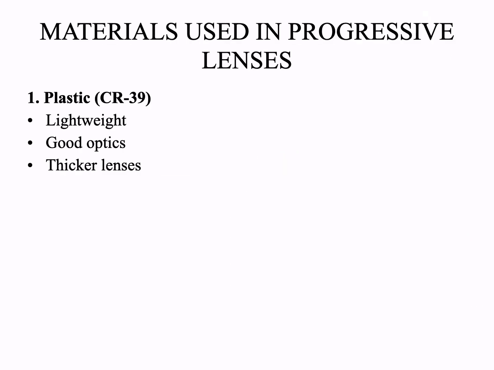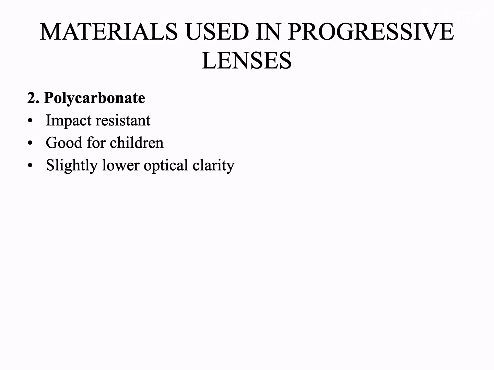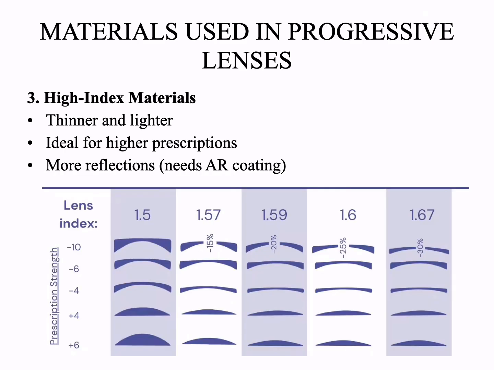Plastic CR39 lenses: lightweight, good optics, thicker lenses. Polycarbonate: impact resistance, good for children, slightly lower optical clarity. High index materials: thinner and lighter, ideal for higher prescription, more reflections, need anti-reflective coatings. So if the index is higher, it definitely needs an anti-reflective coating to cut out the reflections.